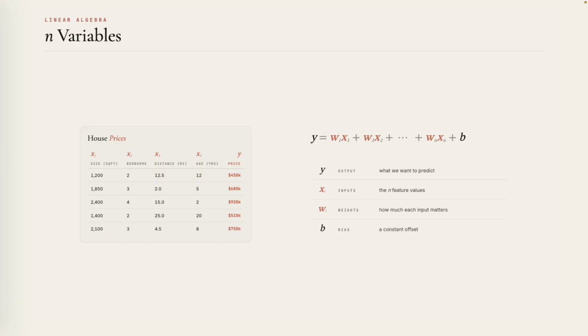Each row in this table is a house. Each column is an input, a feature. A real model might have hundreds of these features, thousands, sometimes millions. And just like before, each input gets its own weight, its own little say in the final answer. So our equation grows. Y equals the sum of every input multiplied by its weight, plus the bias.